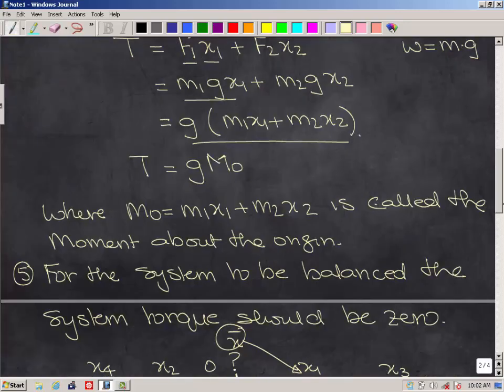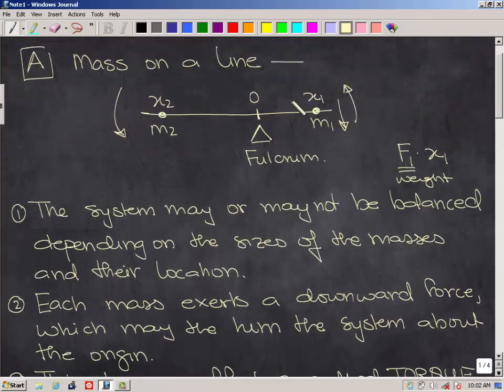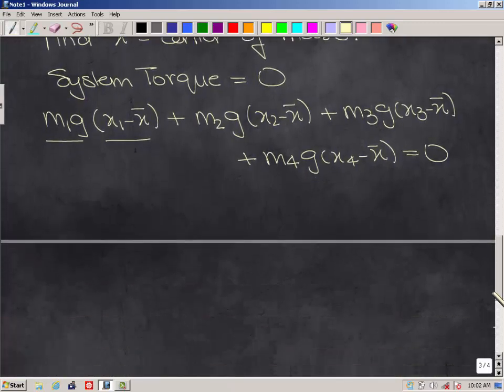Again, in the previous example, I do want to stress we set the origin. Why did we do that? Because in that case I placed the fulcrum at the origin. Out here it's somewhere else.